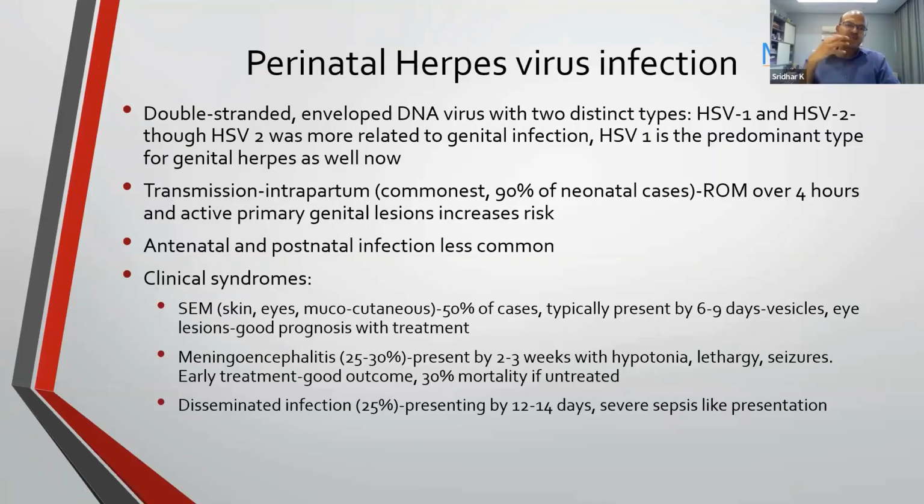Disseminated infection comes as a sepsis-like presentation: DIC, sepsis, hepatitis, and shock. So these babies present by 12 to 14 days, and if you have any skin rash followed by these features, you have to cover with herpes.